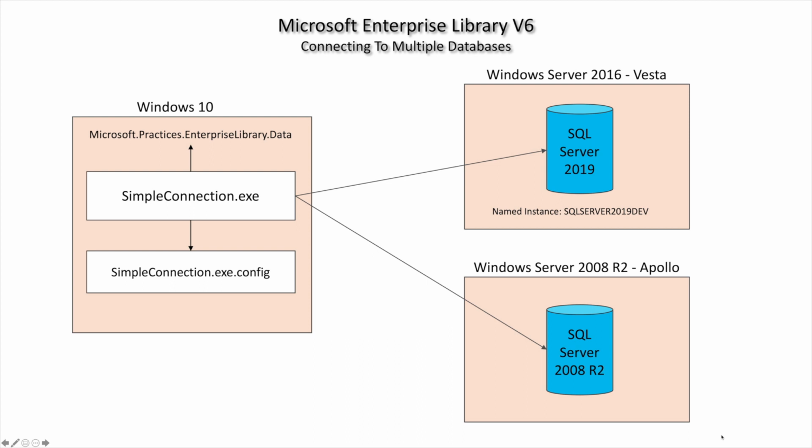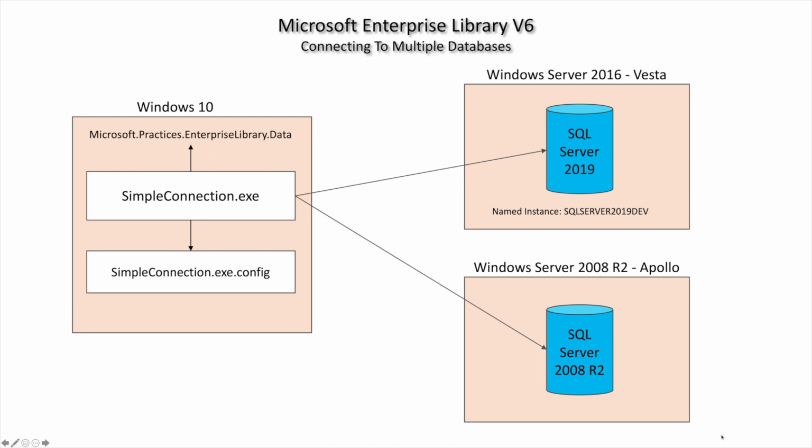One connection string will point to a Windows Server 2016 instance, which I call Vesta, running SQL Server 2019. That will be a named instance, SQL Server 2019 Dev. The other connection string will connect to the employee training database, which I've been using in that series of videos on how to create complex Visual Studio solutions. The name of that database is Employee Training.